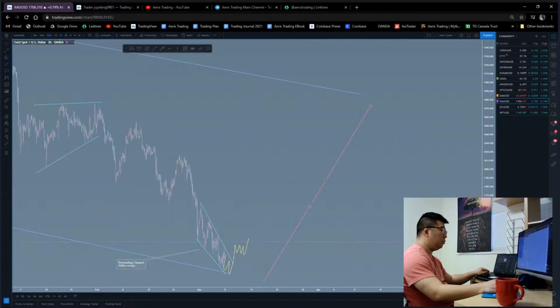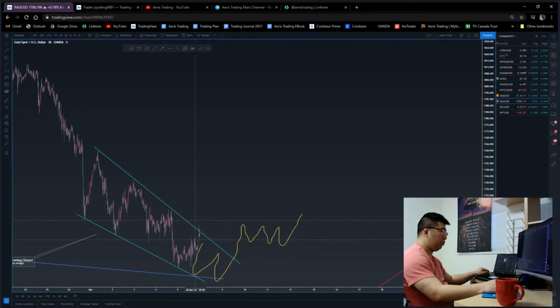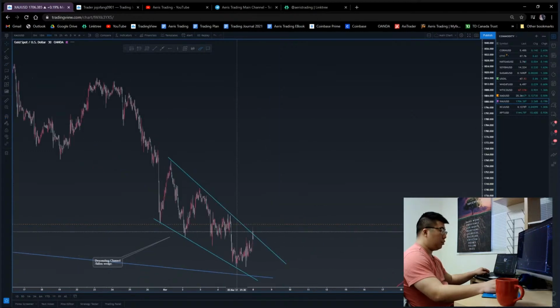So what I would do is wait for price to break out, right? And this breakout doesn't mean anything. I want a strong breakout followed by strong continuation. Okay, so that's my approach on gold.